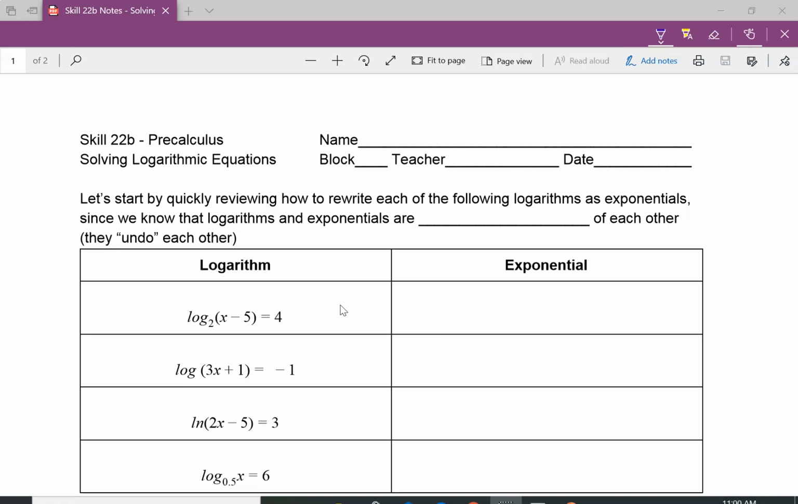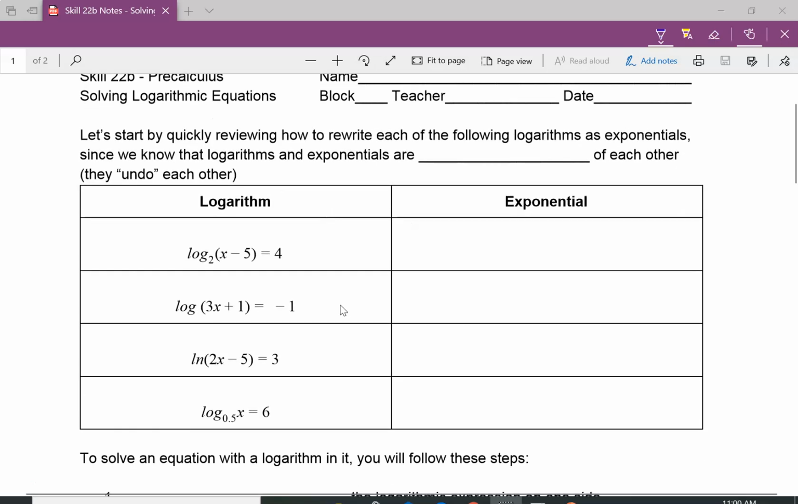Similar to what we did when we talked about exponential equations, I want to remind you all that logarithms and exponentials are inverses of each other, which means they undo each other. So just a little quick practice with that. I want to make sure that you know how to convert logarithms to exponentials.